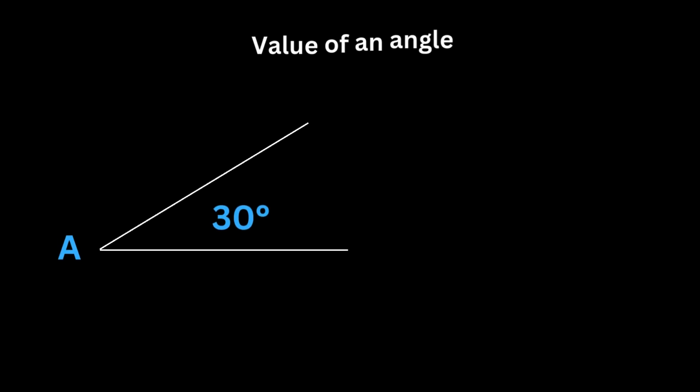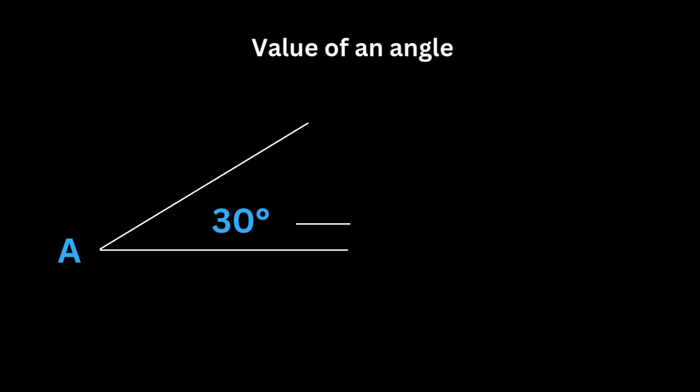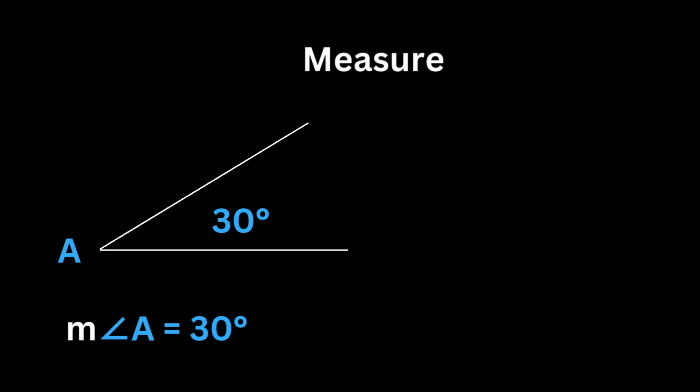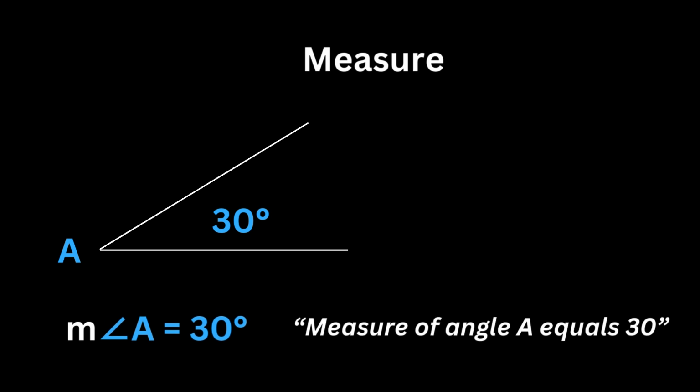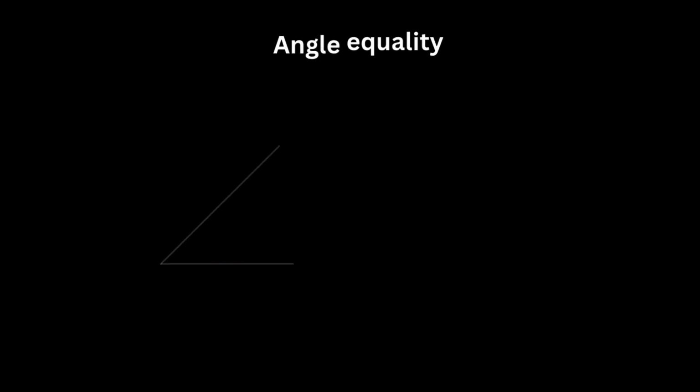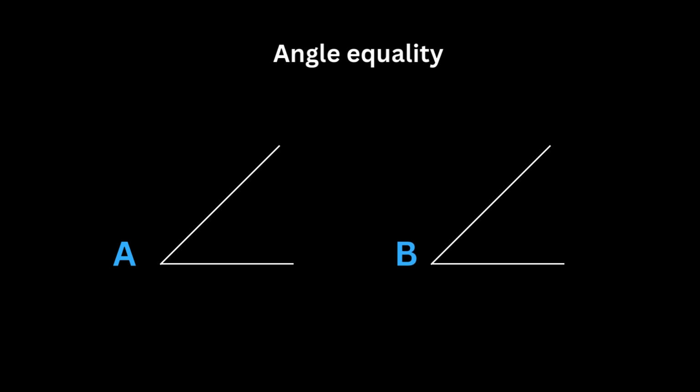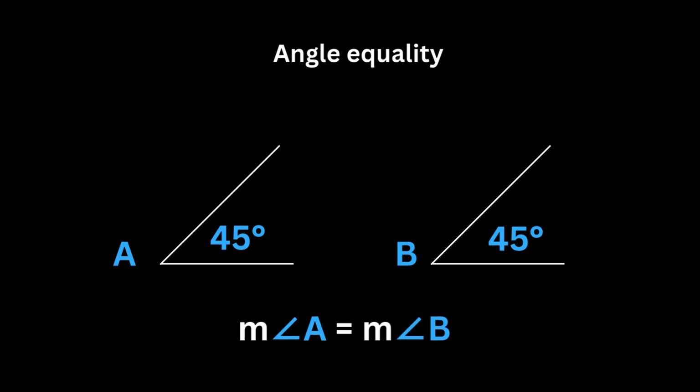When we talk about the value of an angle in geometry, we are referring to its numerical value, and we call this its measure. For example, the measure of this angle is equal to 30 degrees. This is written as measure of angle A equals 30. Let's say we have two angles A and B, and the measure of angle A equals 45, and the measure of angle B equals 45. Then we can write measure of angle A is equal to the measure of angle B. These two angles are equal because the numerical value of each angle is equal.